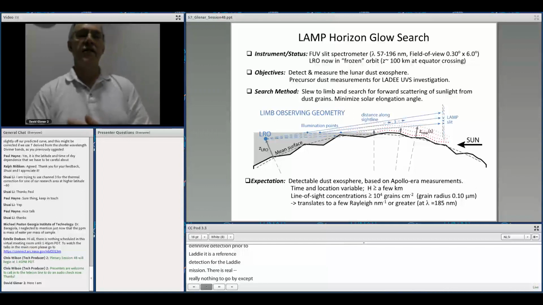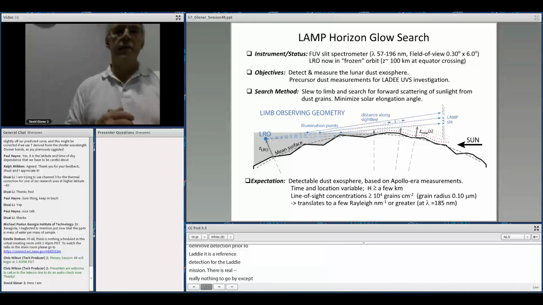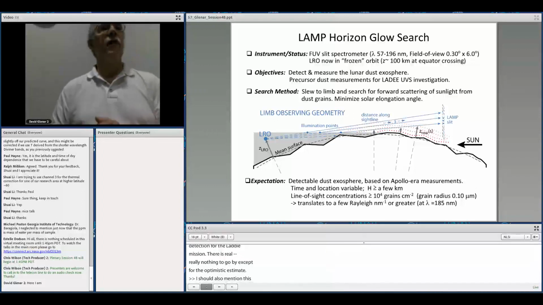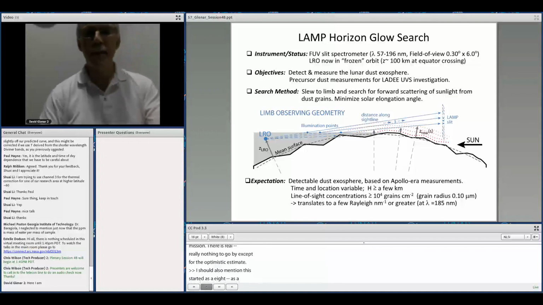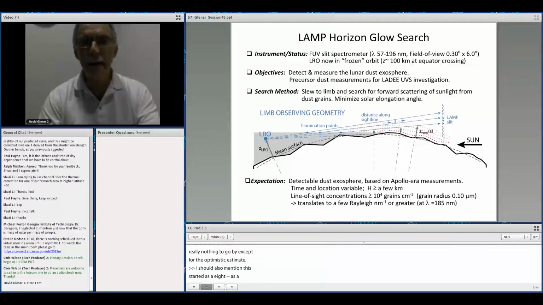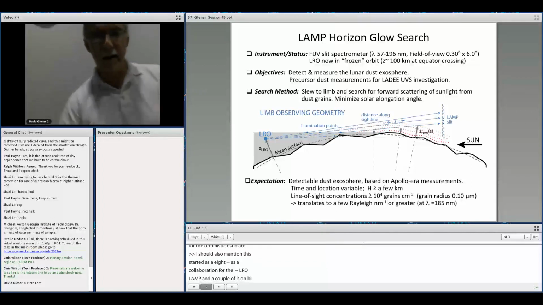I should also mention, this started out as a collaboration between the LAMP team, and it's then a collaboration between the LAMP team members and a couple of us on Bill Farrell's DREAM NLSI node. Adobe quit. Okay, I guess I'm still on there.